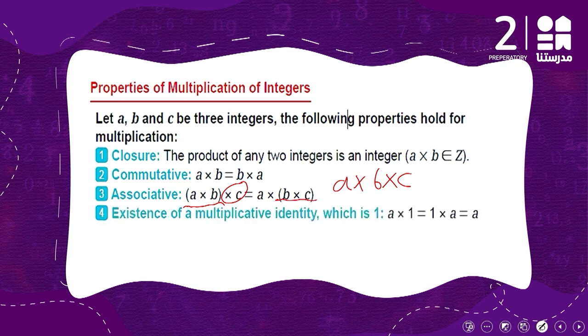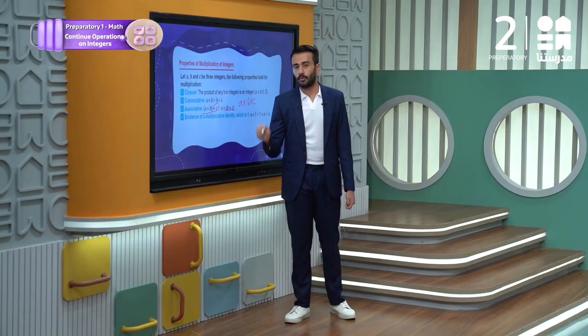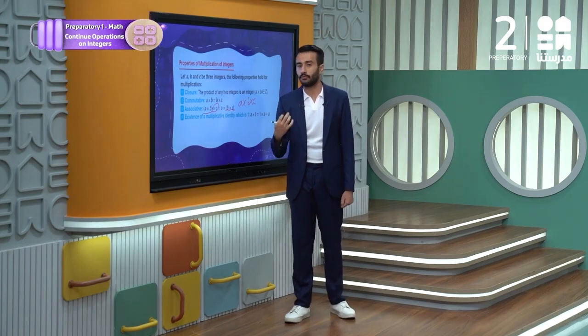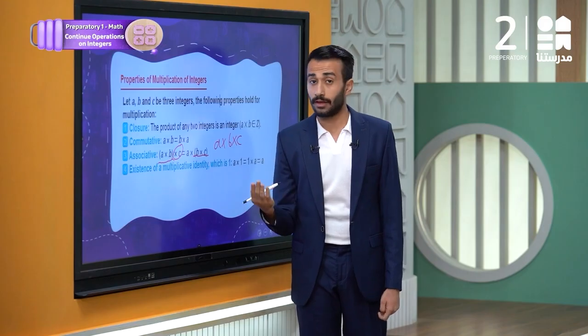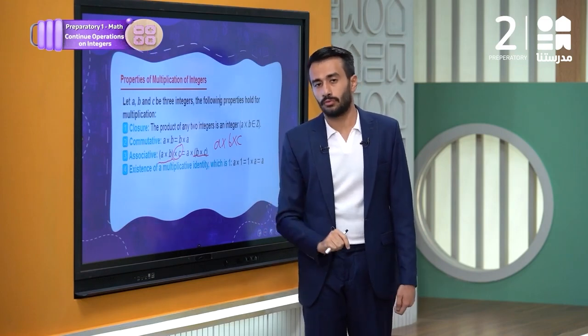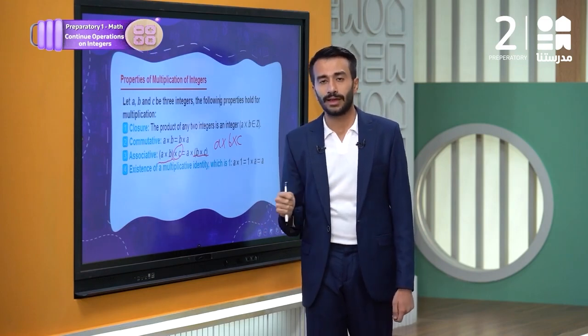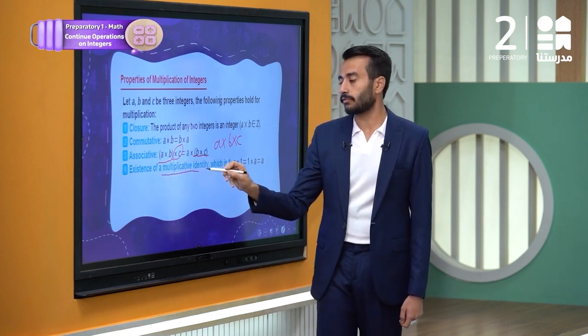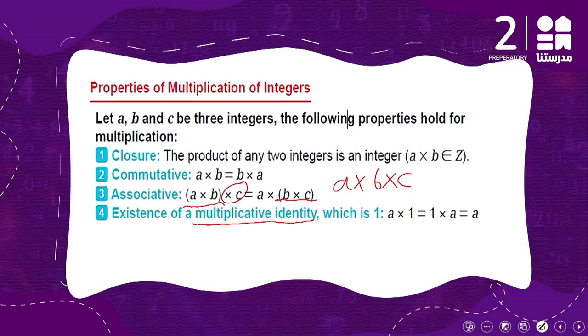For property number 4, can you remember the additive identity? Additive identity means if you have 5, for example, you need to add a number to get also 5. So 5 plus 0 is 5. So 0 is the additive identity. About multiplication, we have the multiplicative identity. For example, if you have 5, how can you multiply it by a number to get also 5? For sure, multiply by 1. So the multiplicative identity is 1.